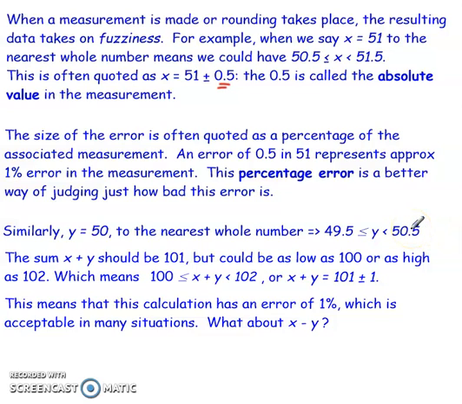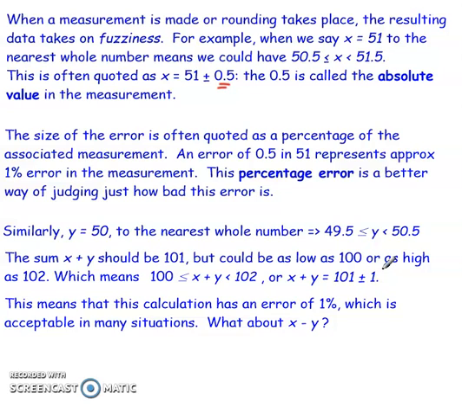So let's imagine I take these values for x and y, so x is 51, y is 50, and I add them together. With those rounded values, this should be 101. But because we've rounded them, it could be as low as 100, so 49.5 plus 50.5, or as high as 102, the sum of the two highest values. So that means 100 is less than or equal to x plus y, which is less than 102. So x plus y equals 101 plus or minus 1. So in this calculation we have an error of about 1%, which is acceptable in quite a lot of situations.